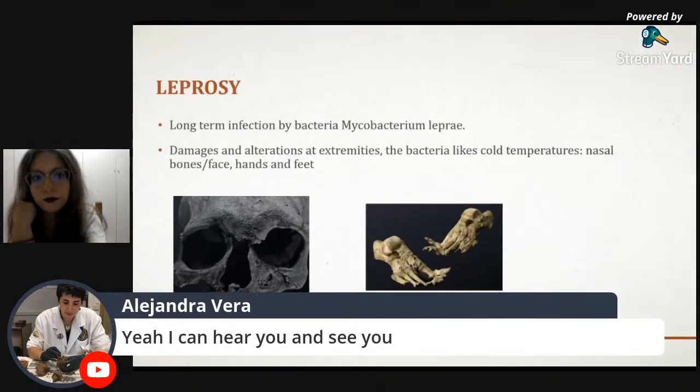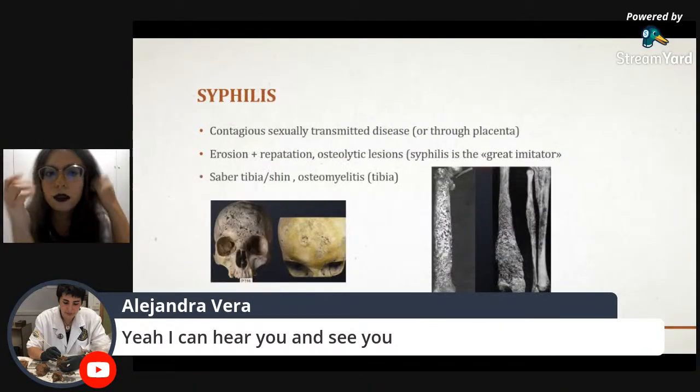Another infection-originated pathology is syphilis. It's a very contagious sexually transmitted disease, which could be transmitted sexually or even from mother to child through the placenta.